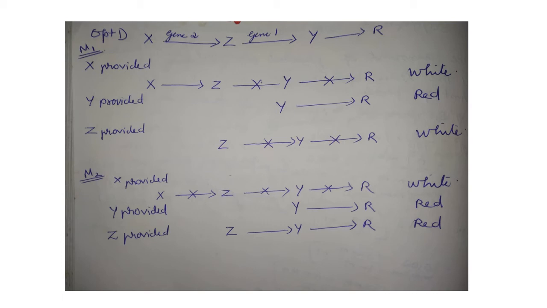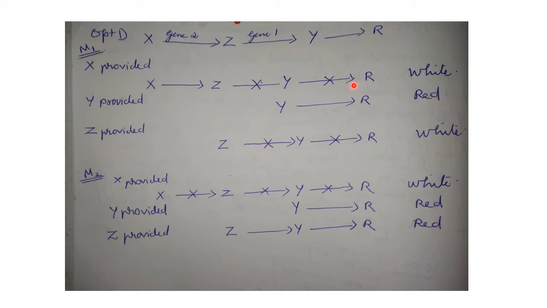But in the case of mutants, that is M1, the gene 1 is mutated. You don't know where the gene 1 is mutated, whether it is for the conversion of X to Z or Z to Y, you have to check. So what they have done, they have provided the mutant strain with X. So when X is provided, X got converted to Z. Okay, so if the gene 1 was for the conversion of X to Z, then when X is provided, X to Z conversion will not take place and you will get white colonies.